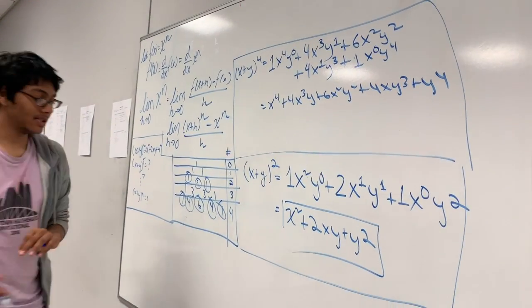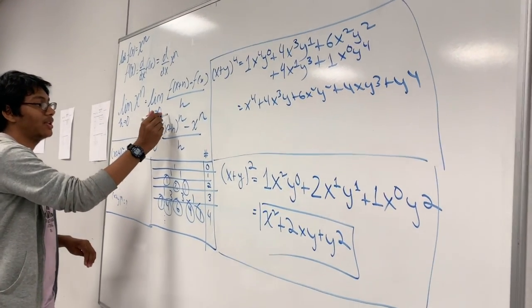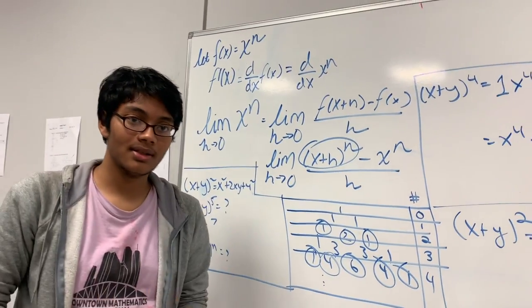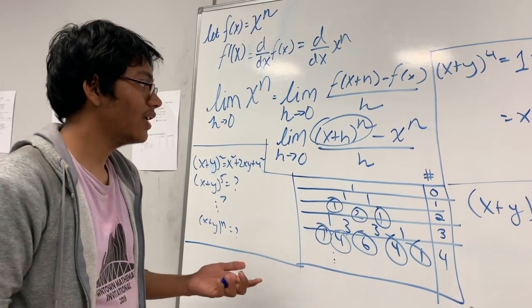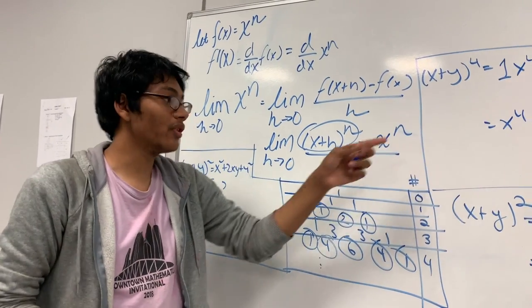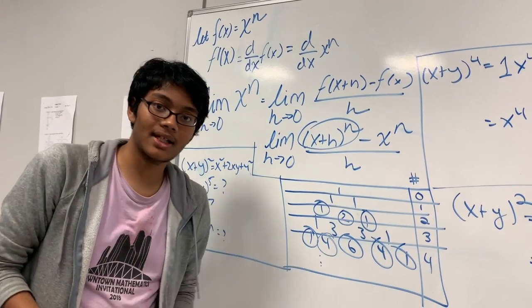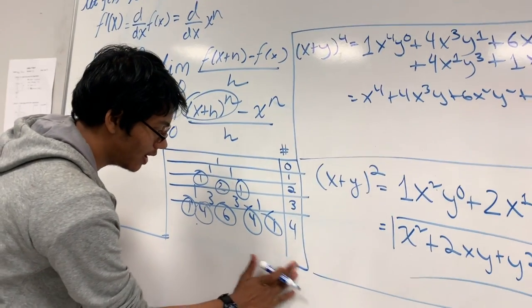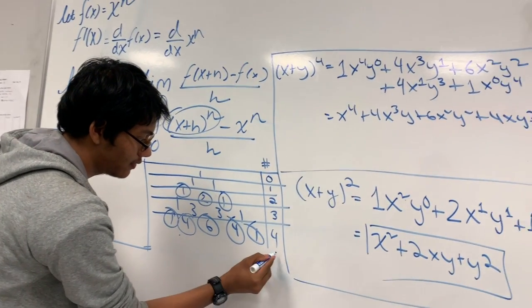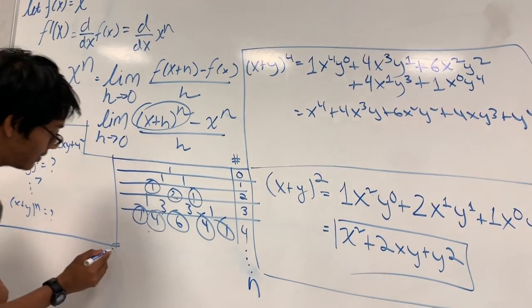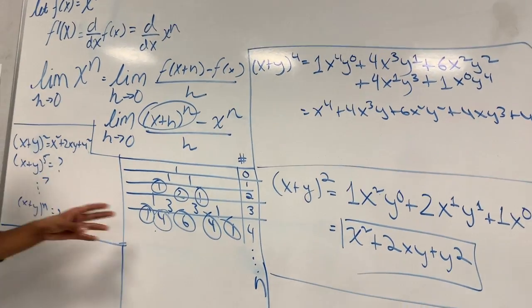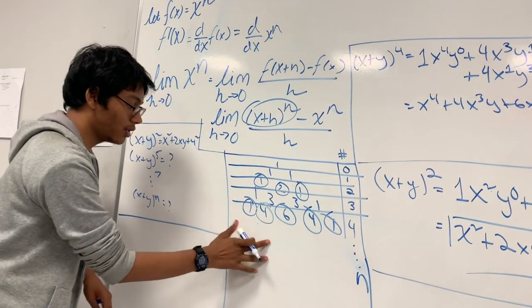But the problem is we're trying to evaluate x plus h to the nth power. We don't know what n is, right? It's generalized. So how do we find the binomial coefficients for the nth row of the Pascal triangle? Well, it turns out if you zoom out and go to the nth row of the Pascal triangle, you're going to see a bunch of combinations happening here. So what do I mean by that?